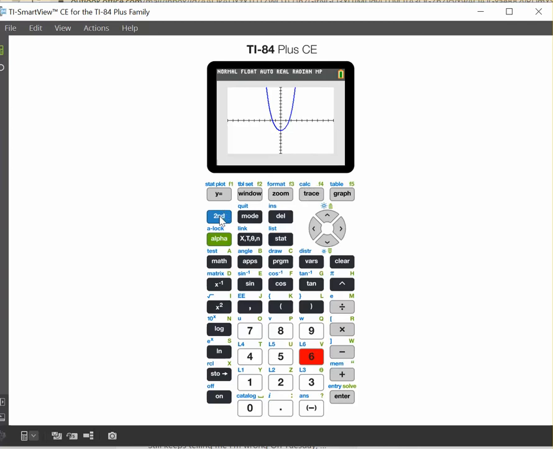So let's go ahead and do second calc, or second trace here. And notice we're going to calculate the 0, which is number 2. So what we need to do, you can see where the cursor is, that's where it's currently at. We want to arrow left, and we want to go to the left of that 0. Then we'll hit enter, and then go to the right of that 0 and hit enter.